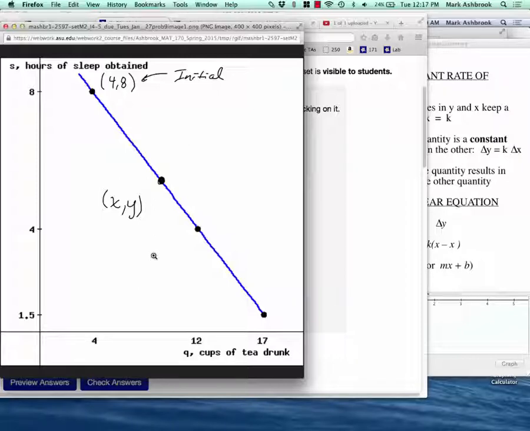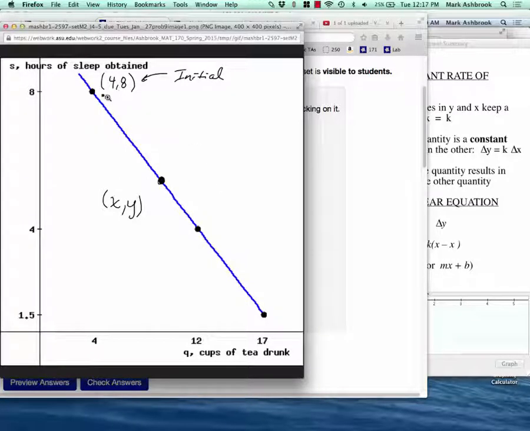No, an infinite number of points. That's what you're looking at when you look at a graph. You're looking at all the points showing the relationship between, in this case, cups of tea drunk and hours of sleep obtained. Must be good tea, right?